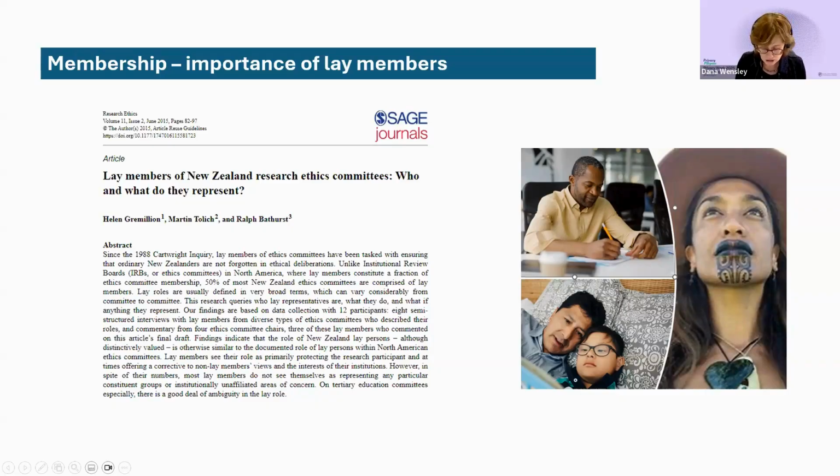Membership is strictly monitored and we have to report on that every year. Lay members form an important part of New Zealand's ethics ecosystem, to the extent that the institutional ethics committees are required to have a lay member as the chair. Now, I have put a snippet of an article there for those interested about the role of lay members on the committees. They are incredibly useful because they make sure that the decision of the ethics committee aligns with the views of the wider community.